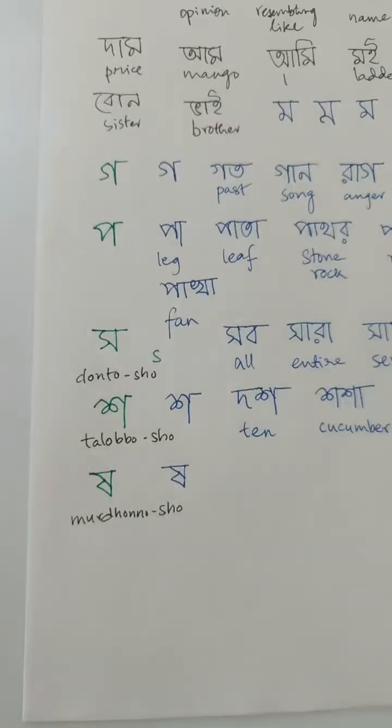This indicates mid palate. So this sha is pronounced from the tongue touching, grazing the mid palate, which is the upper middle part of the palate, roof of your mouth. So sha, sha, it's a much heavier sh sound. Sha, sha. So let's do some practice of this. Sha.